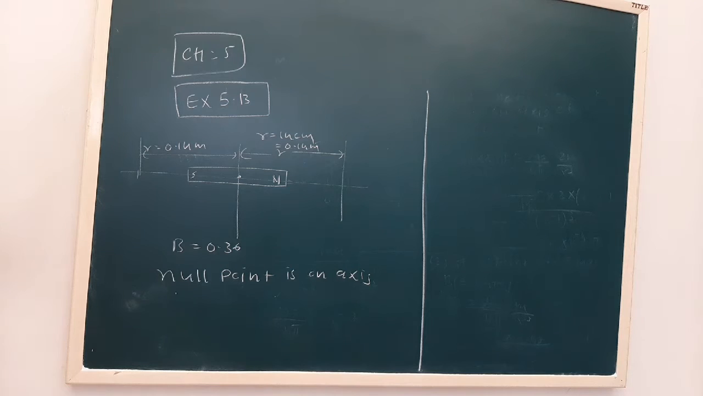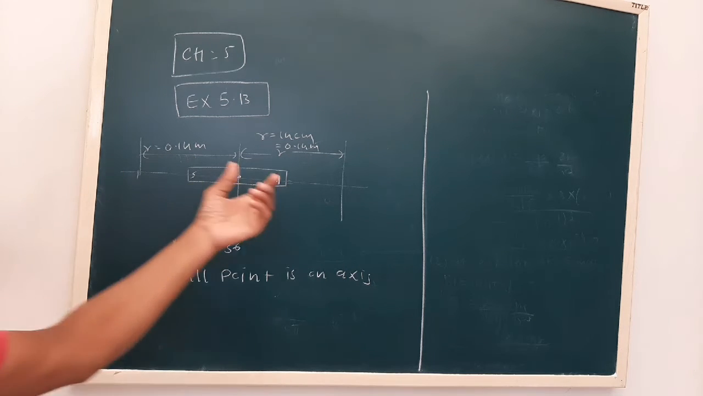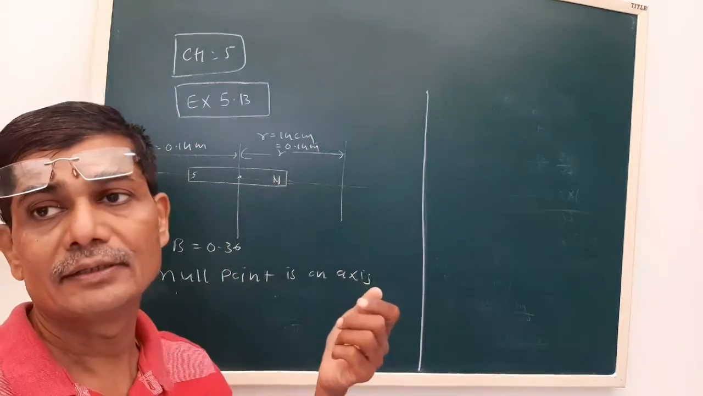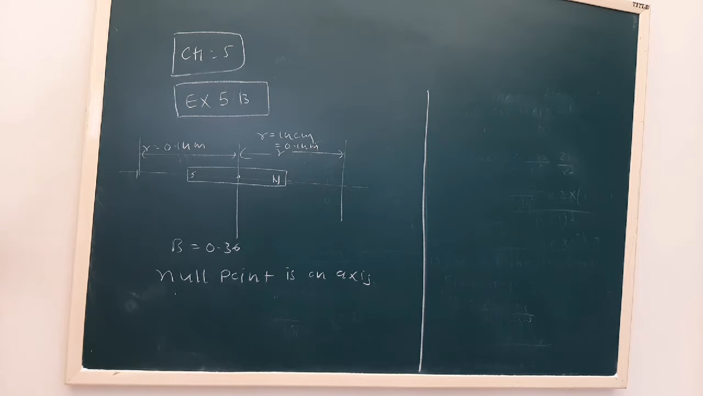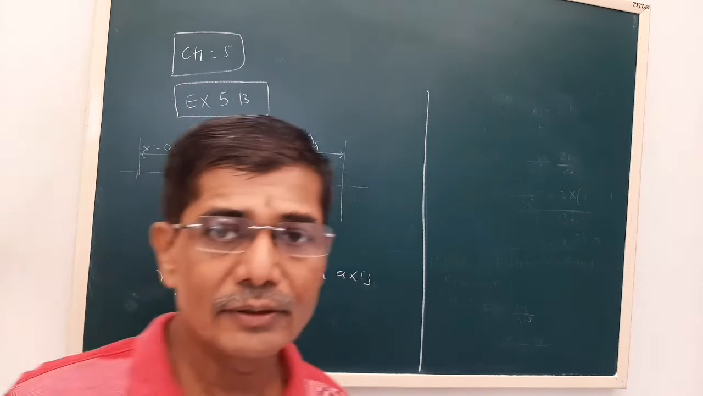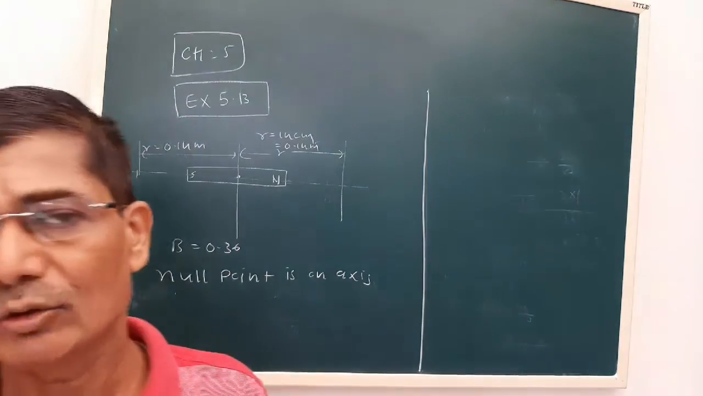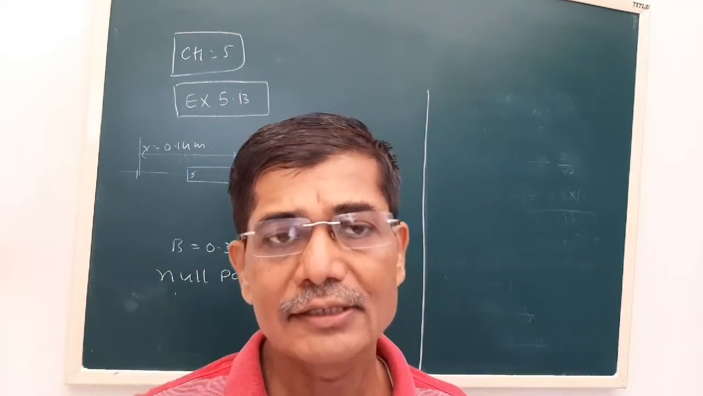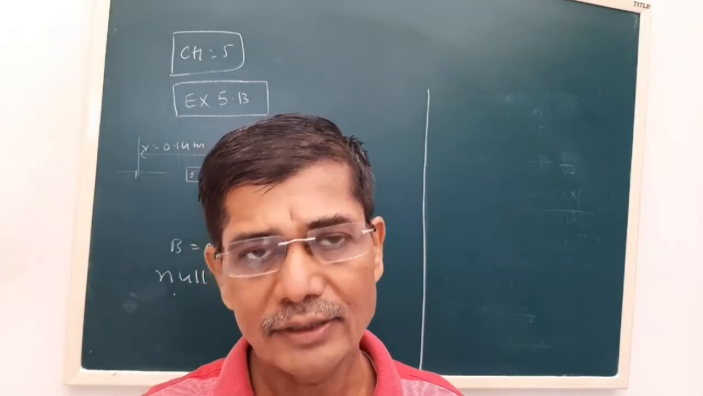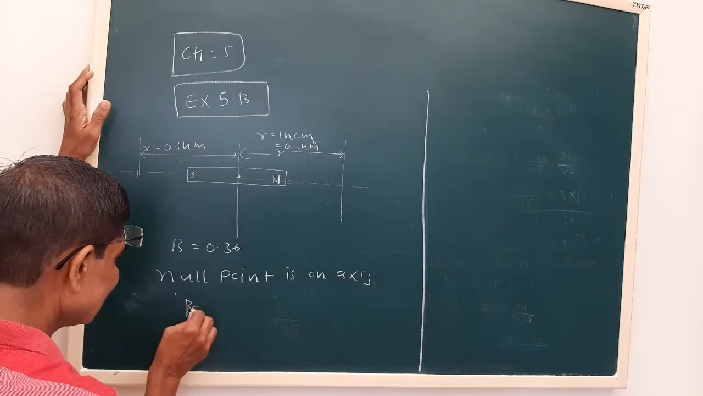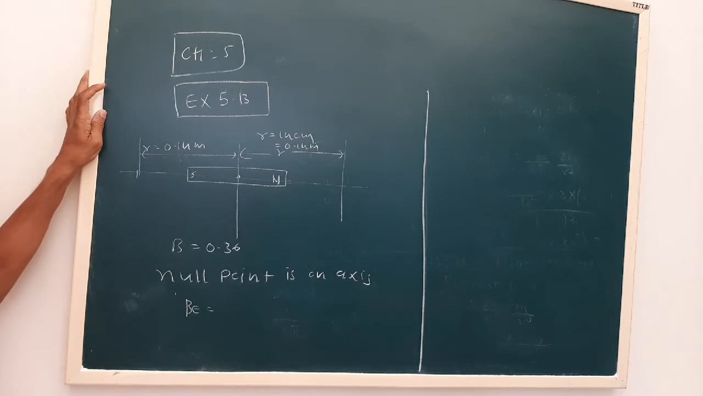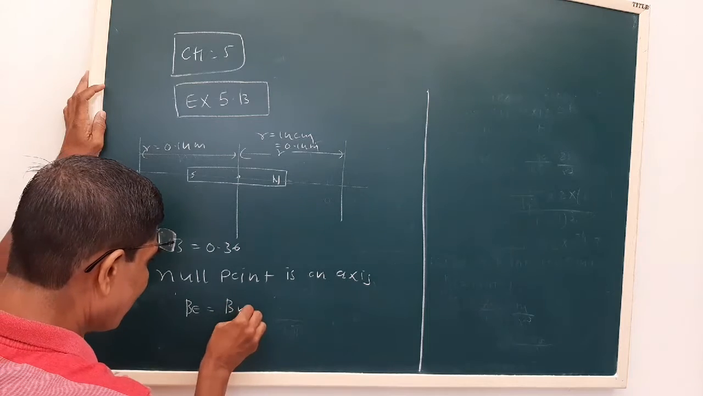Okay, so in that case, the magnetic field of the earth should be equal to the magnetic field of a bar magnet. Remember the definition of a null point: the point at which two magnetic fields cancel out each other, or the resultant magnetic field is 0, is called a null point. Right now here the null point is on the axis. So the magnetic field of the earth should be equal to the magnetic field of the bar magnet.